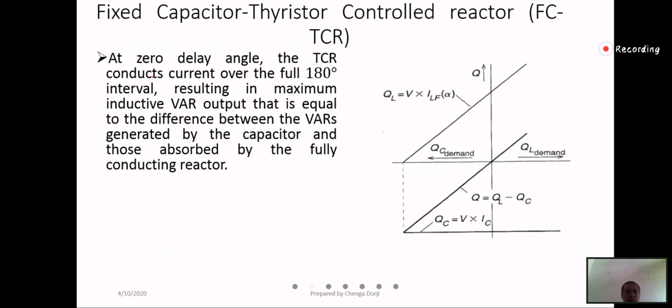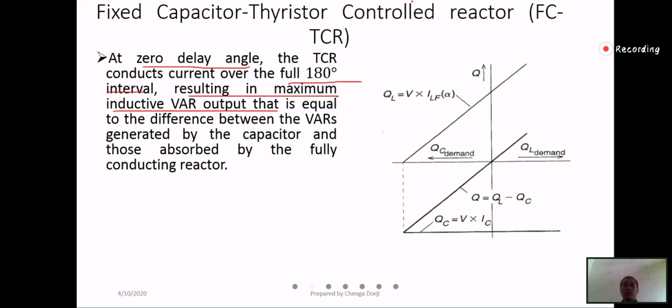Now at 0 delay angle, at the beginning the first one was 90 degrees, so that gives the maximum capacitive var output. Now as the angle decreases from 90 to 0, the TCR conducts current over the full 180 degree interval, resulting in maximum inductive var output.